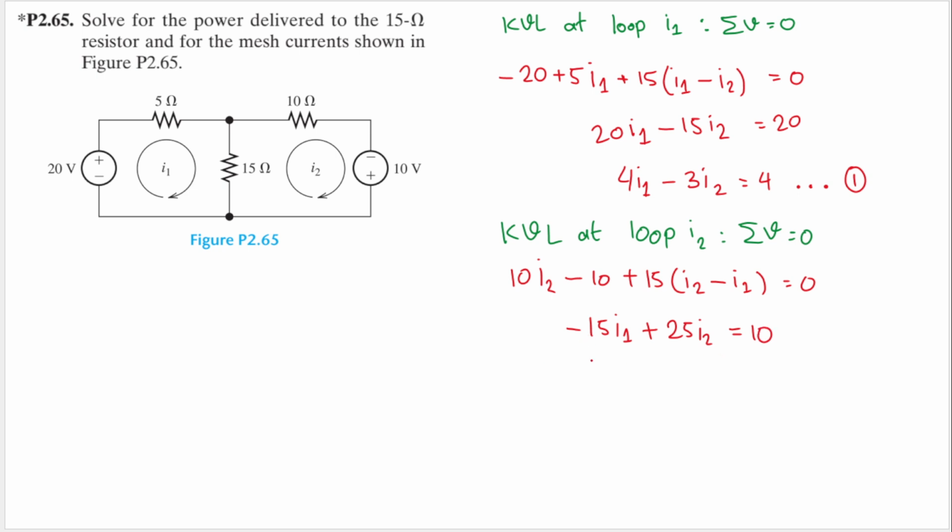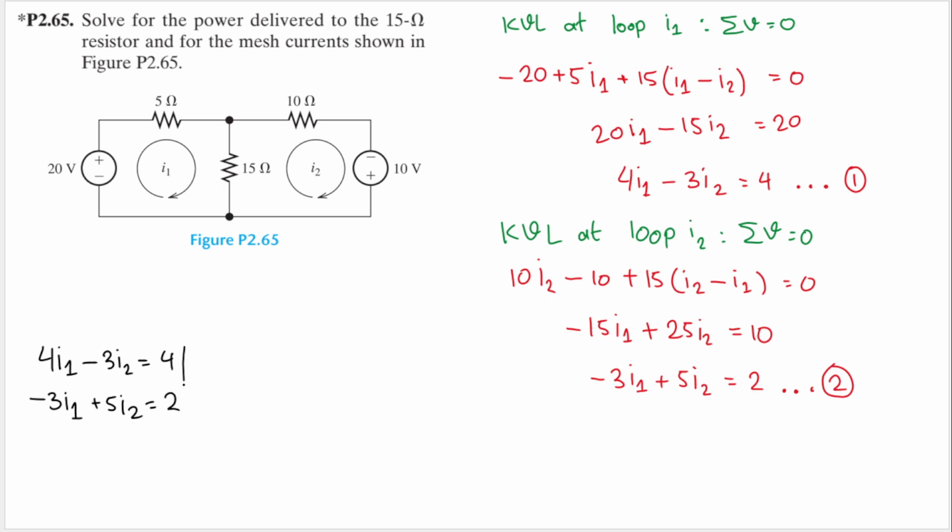Okay, let's divide both sides by 5. So I will have minus 3 I1 and then plus 5 I2, which will equal 2. Let's have this as equation number 2. Okay, we have two equations with two variables. Let's write it here. So we'll have 4 I1 minus 3 I2 is equal to 4. And this one will be minus 3 I1 plus 5 I2. That will equal 2.